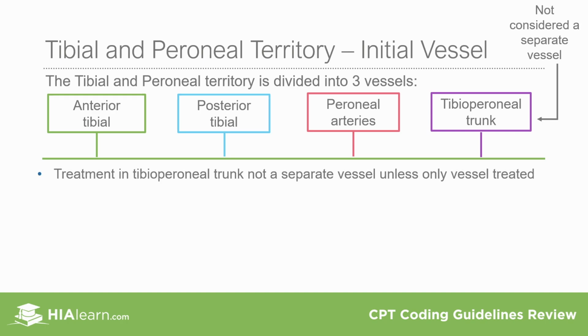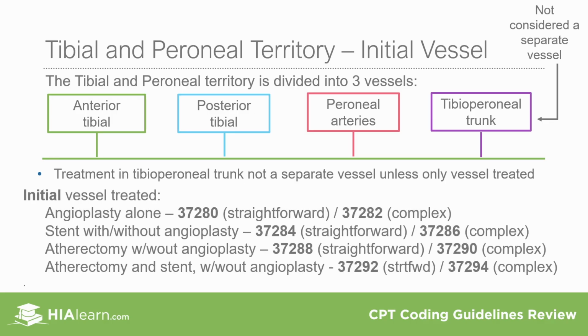All intervention types, angioplasty alone, stent placement, atherectomy, or atherectomy with stent placement, all either with or without angioplasty, are reported based on intervention type and by whether the lesion treated was straightforward, codes 37280, 37284, 37288, and 37292, or complex, codes 37282, 37286, 37290, or 37294.